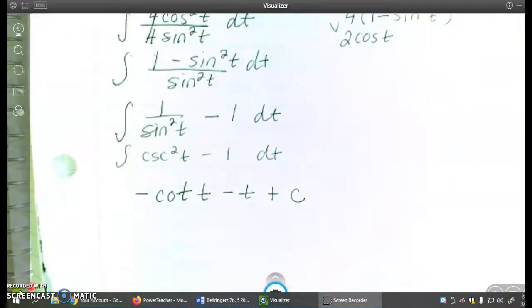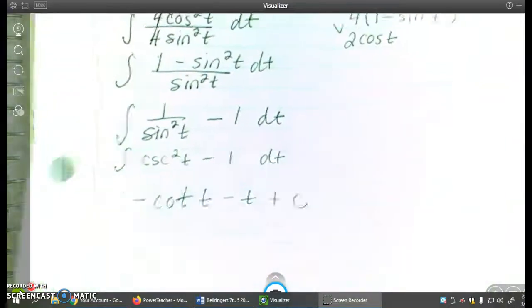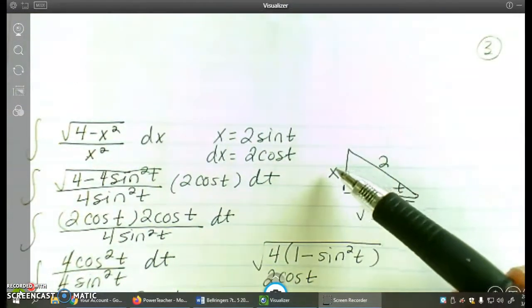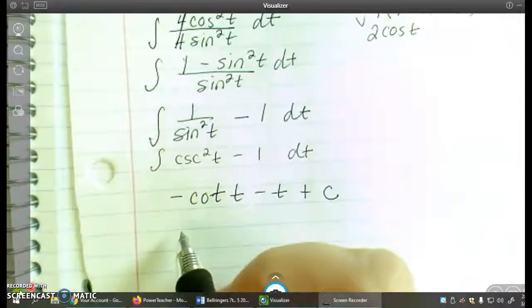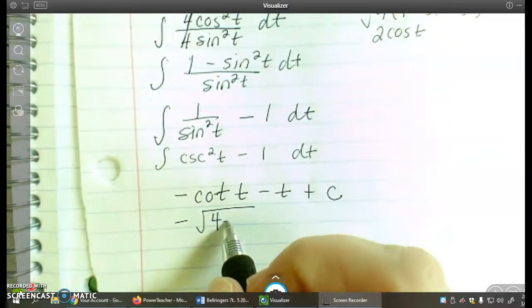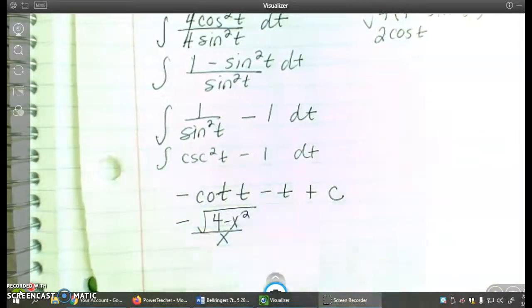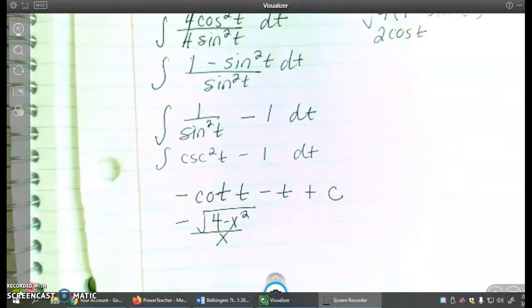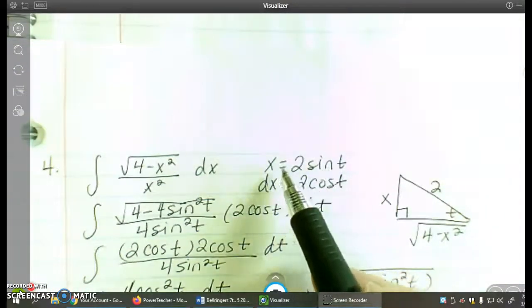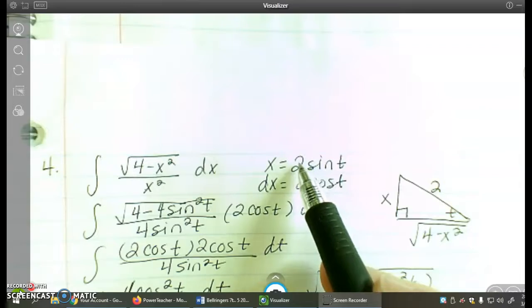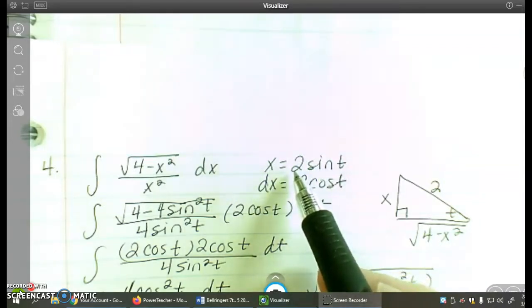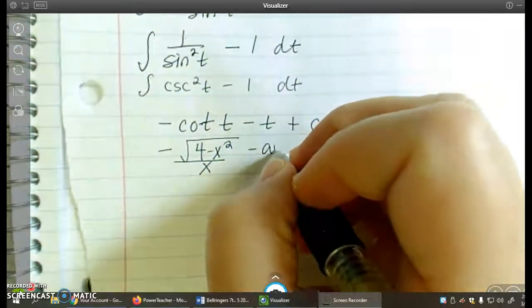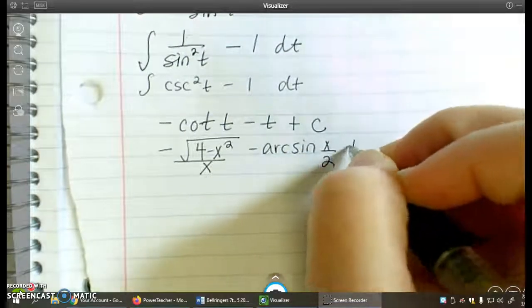So then we go back. Cotangent is the reciprocal of tangent. So I know that tangent is opposite over adjacent. So that means cotangent would be the square root over the x. So this would be negative square root of 4 minus x squared over x. Alright, t again is the angle, so I know it's arc something based on what we let x be represented by. So if I divide by 2, I would get that sine of t was x over 2. So that means that t would be arc sine of x over 2. And then that's all.